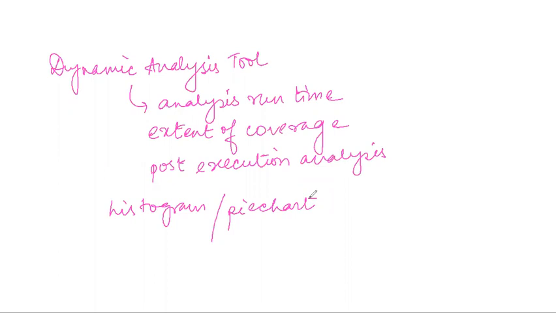Since it is represented in the form of histogram and pie chart, it can be stored and printed very easily, because evidence can be there. So that evidence can be supplied to the developers so that they can work again on the specific problems or the faults or the errors which have been found by the testing group. So is this concept of dynamic analysis tool clear?